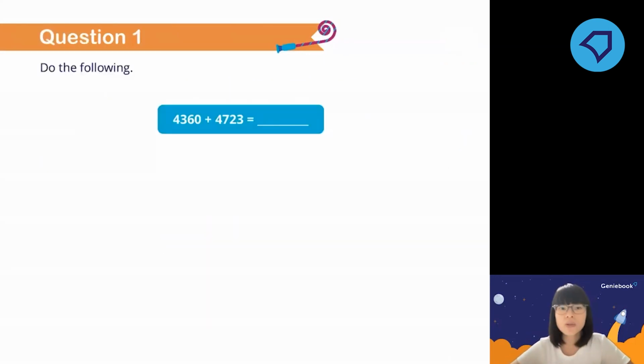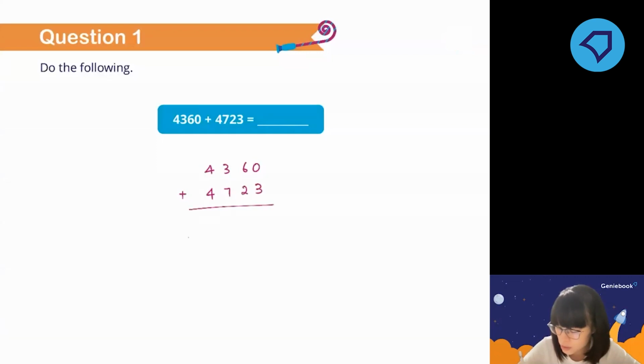Okay, so let's move on to the first question. So over here, we have 4,360 plus 4,723. So we are going to do something like this, isn't it? Okay, so addition in the ones place, followed by the tens place, followed by the hundreds and the thousands, and I see a lot of correct answers coming in. Excellent job, guys. Well done. All right, so we're going to do addition in the ones place. 0 plus 3 is equal to 3. 6 plus 2 is equal to 8.